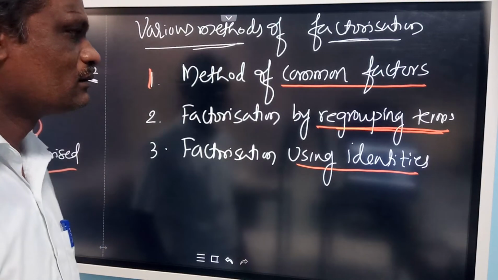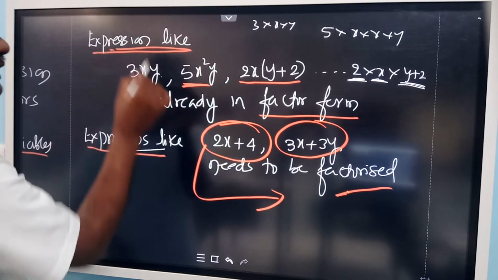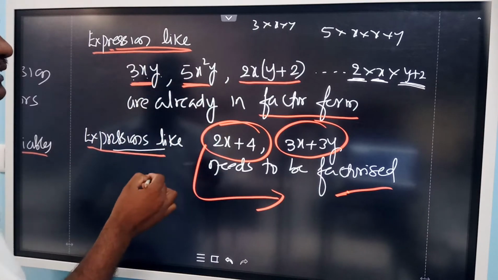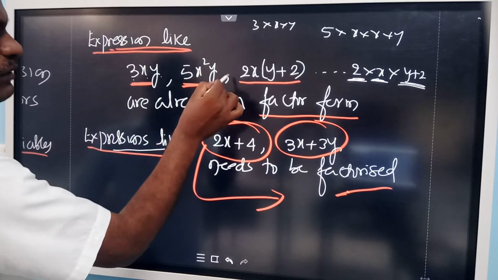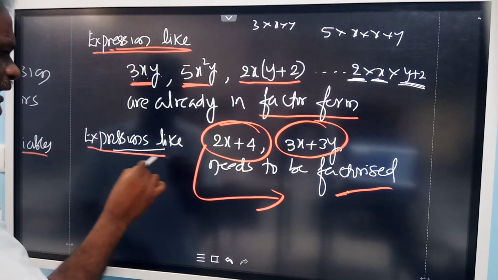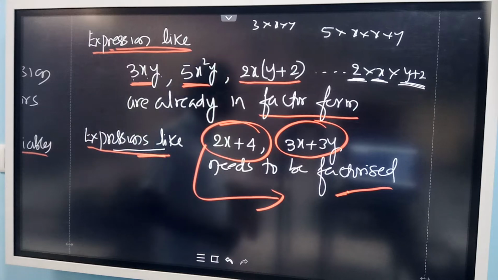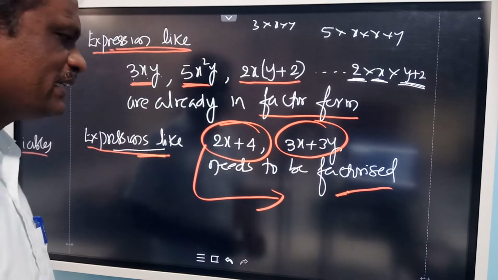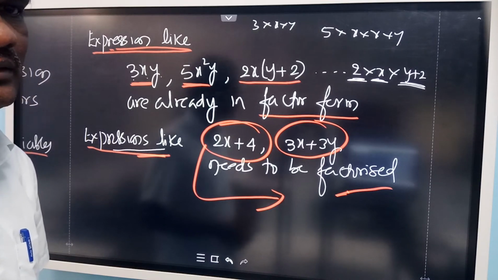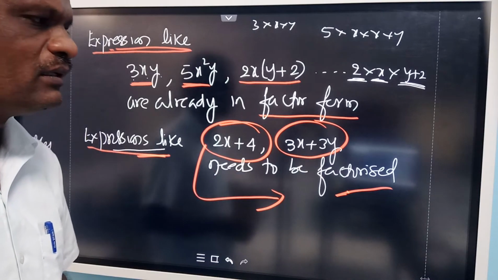Sir, show the last slide, sir. Okay, look at this. These are already in factor form. We are only splitting, that's all. 3, x, y are factors only. 5x square means x into x, y. And 2 into x, y plus 2, this is one expression, that is also a factor. But look at the expressions 2x plus 4 and 3x plus 3y. They need to be factorized. We have taken only two expressions here. There are some more expressions, and we follow different methods to factorize by looking at the question. Okay, shall I move to the next slide?